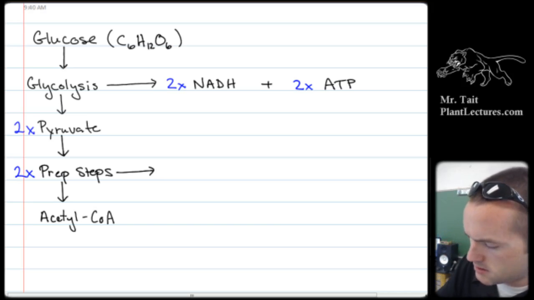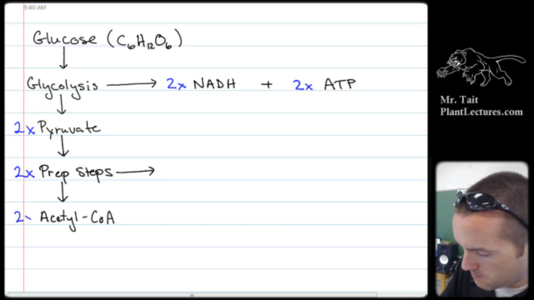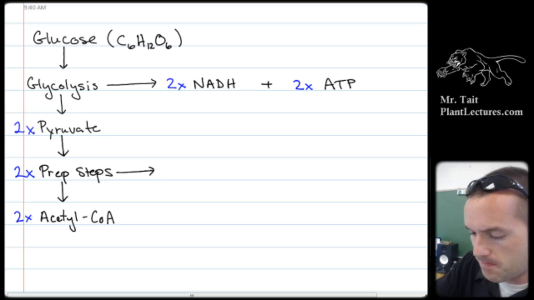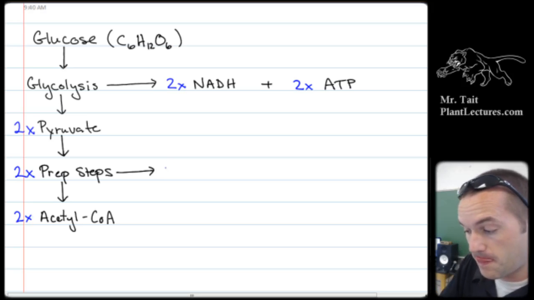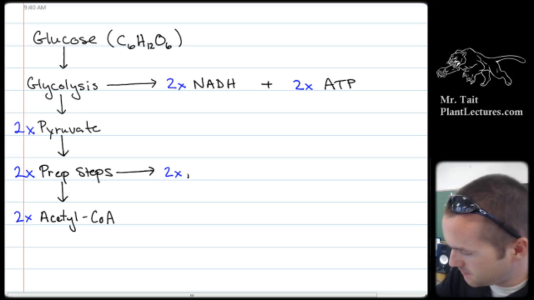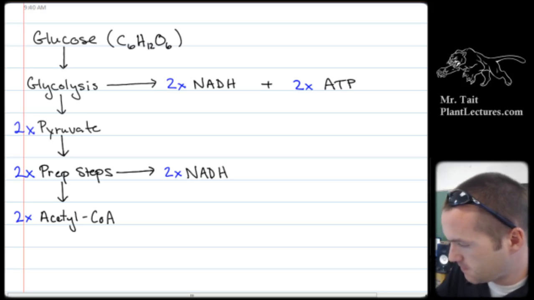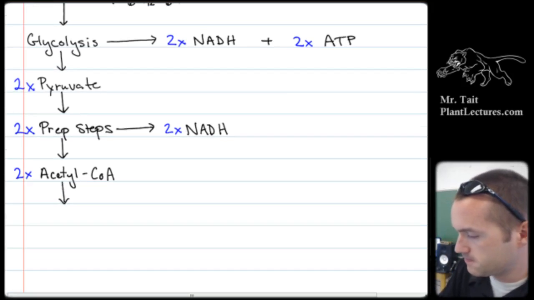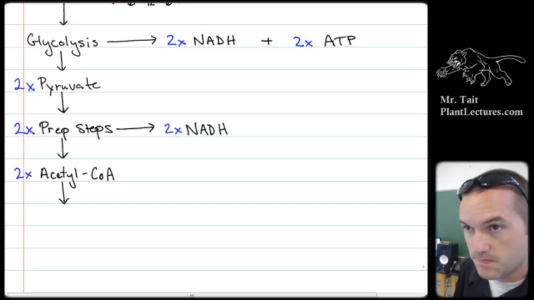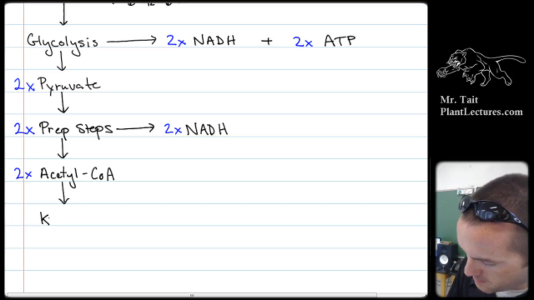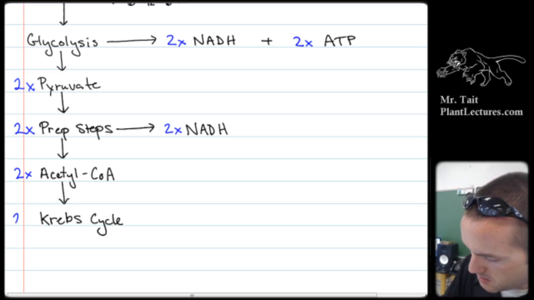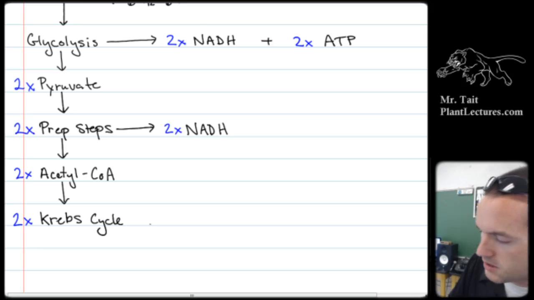How many acetyl-CoAs? And what else does it produce? Two NADH. Okay. Where does the acetyl-CoA go? Krebs cycle. How many times do we go through Krebs? Twice. Once per acetyl-CoA. And what does the Krebs cycle produce for us?